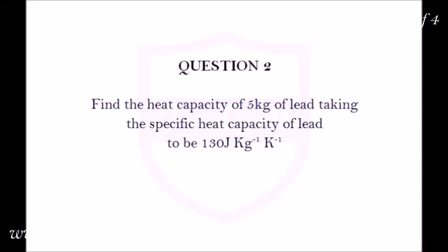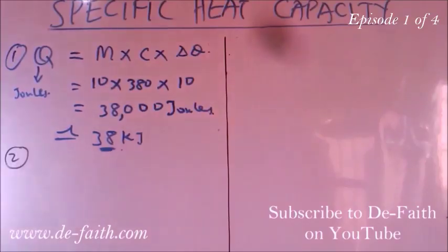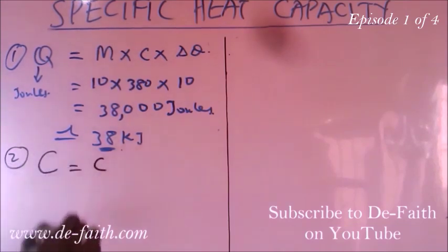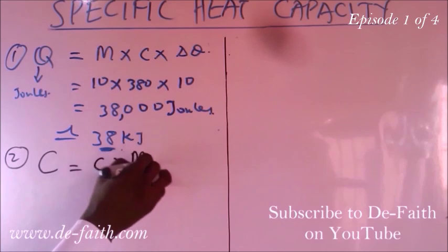Question 2. Find the heat capacity of 5 kilograms of lead, taking the specific heat capacity of lead to be 130 joules per kilogram per Kelvin. Now in this second question, we have to find the heat capacity of 5 kilograms of lead. Heat capacity, which is capital C, is equal to the specific heat capacity multiplied by the mass.